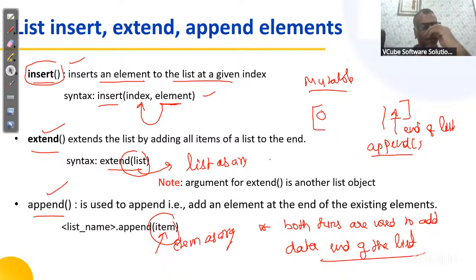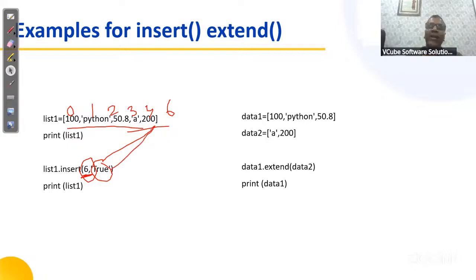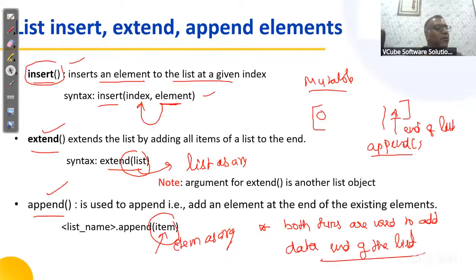Now, I will be happy if you ask any questions. Sir, an example for insert, please. Yes. Look here. I am inserting True at the sixth index: 0, 1, 2, 3, 4. Now I am going to insert at the sixth index, which is valid. See here, sixth is the location, and I'm inserting here. This is an example. Is it okay for everyone? Any more questions?